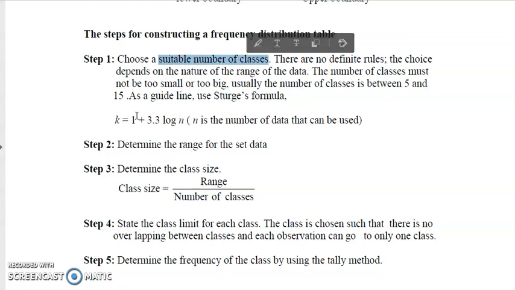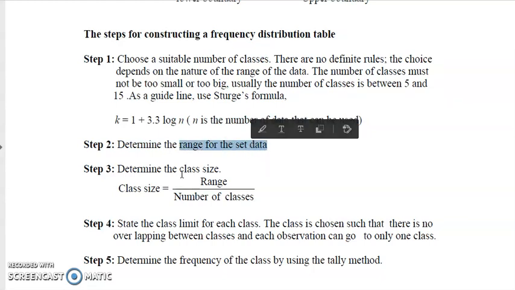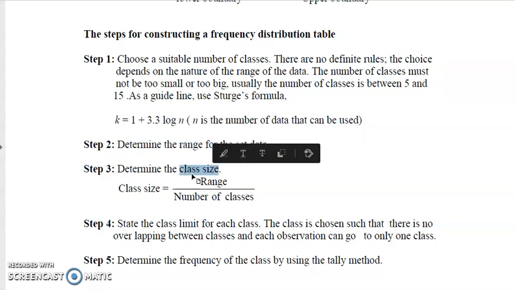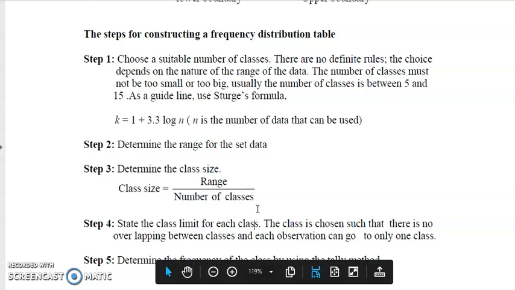How? By using Sturge's formula, which is k is equal to 1 plus 3.3 log n, where n is the number of data. Next, find the range of the data set, and then we need to determine the class size. How to determine the class size? We already have a formula: range divided by number of classes, and state the class limit.